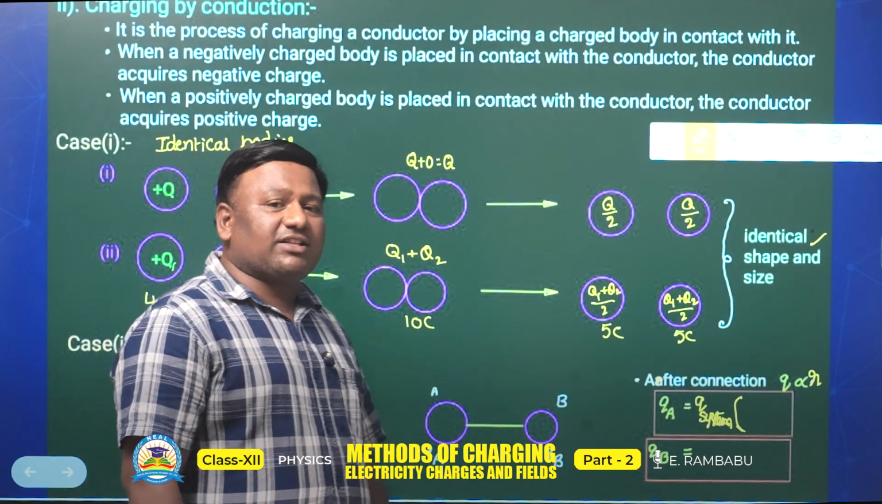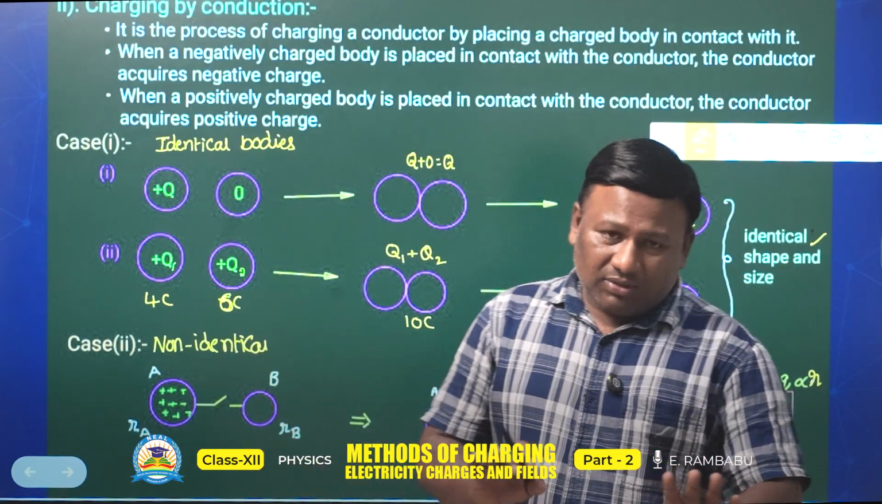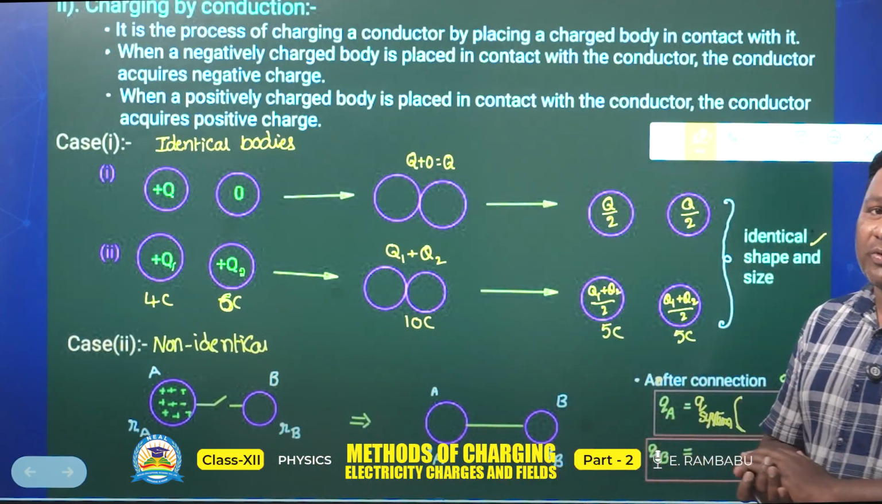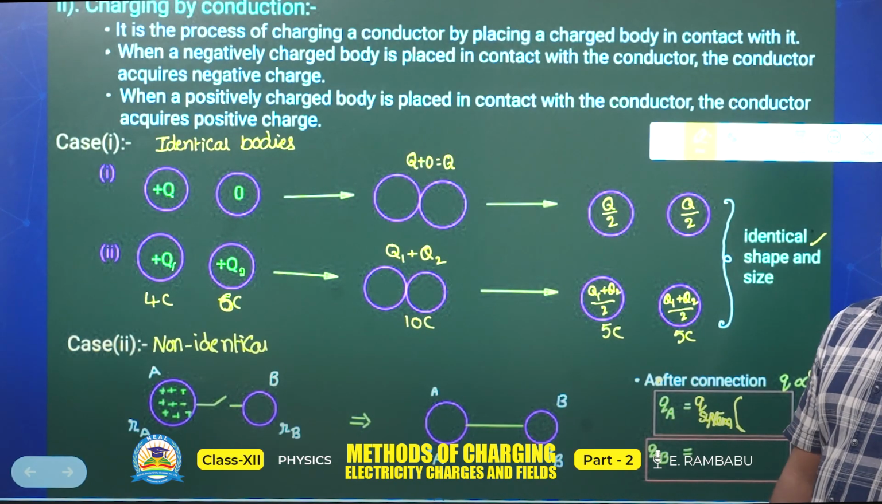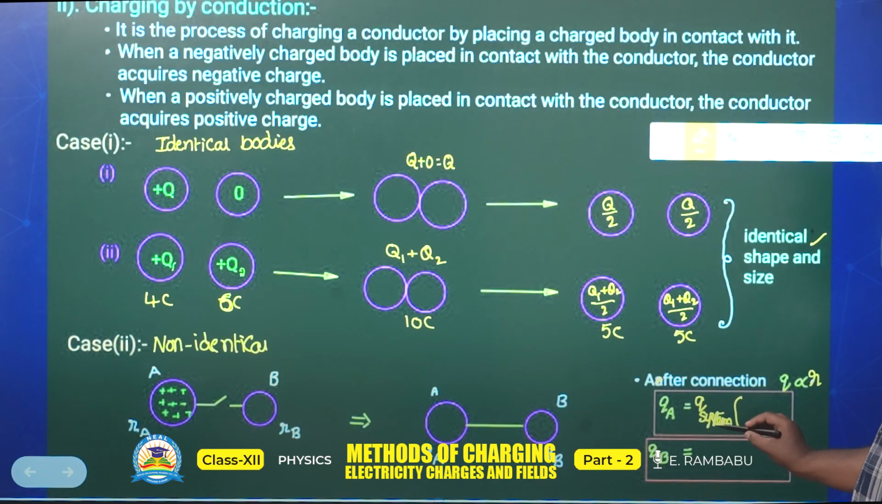And this concept also depends upon potential, but we don't know about potential till now. That's why you can remember this relation: Q is directly proportional to the radius of the body. So from that we are going to take the formula. Charge on the body A is nothing but system charge into radius of the body A divided by total radius of the system, RA plus RB.